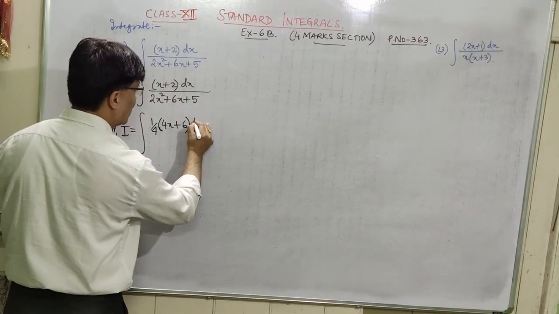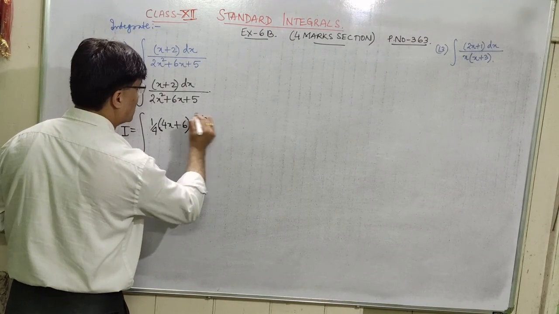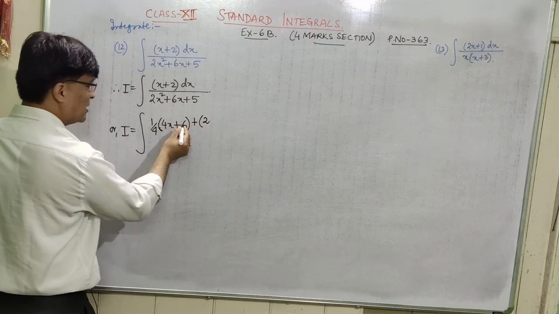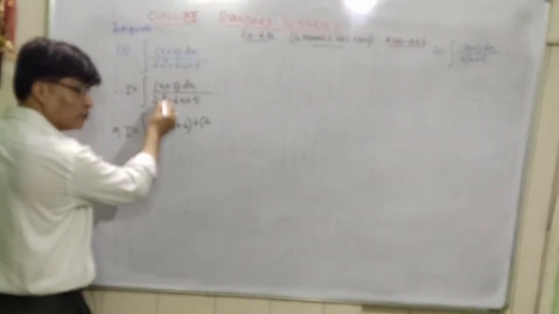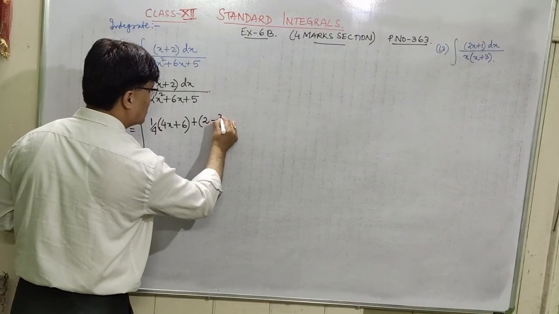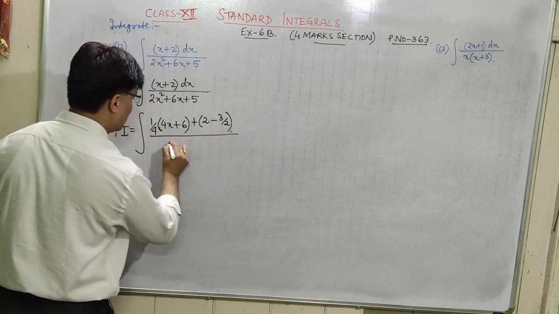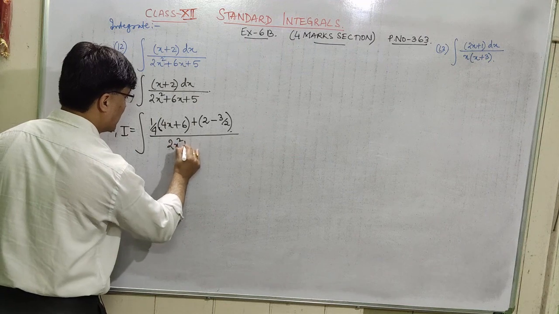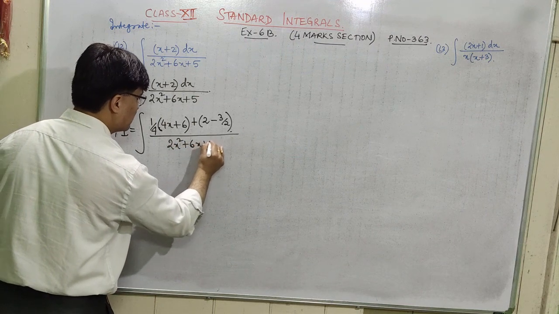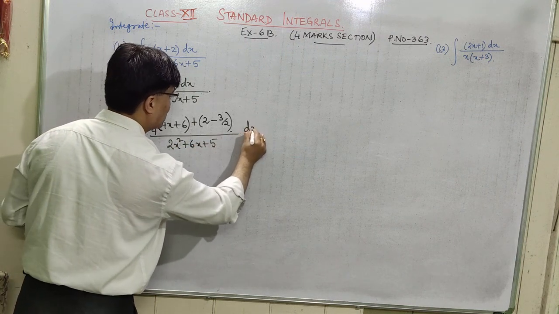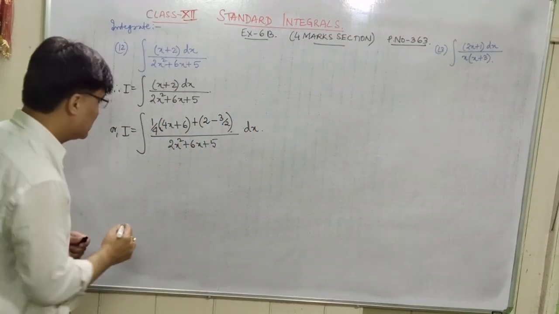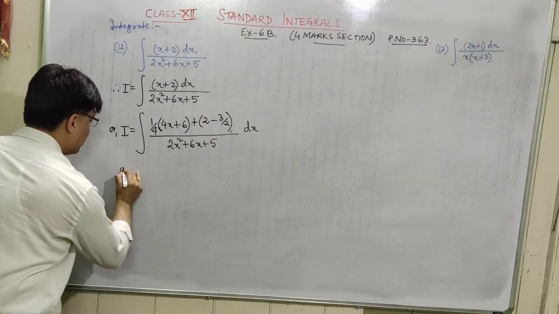No. So what do you write? First you write plus 2. And since this is 3 by 2, is there 3 by 2? No, you have to subtract it. So it is minus 3 by 2. Bracket closed. Whole divided by 2x square plus 6x plus 5. Then what do we write here? dx. Okay, so let us simplify it.